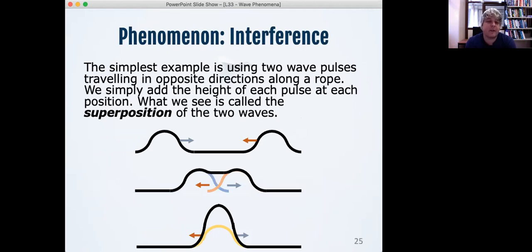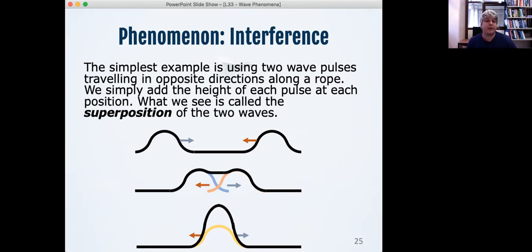The example here is a very simple one. We've got one pulse going that way, one pulse going that way. What do they do when they collide? Well, each one is trying to lift up the particles of the rope a little bit, so together they'll lift it up twice as much. It's that simple. That's all they do. We call that the superposition. Superposition because it's the addition of the two different positions, right?